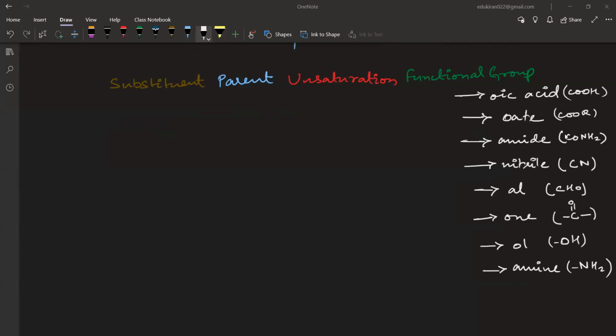And if you don't have any of this, okay? See, I am again saying this is not an exhaustive list. See what I have missed here. I have missed oyl halide, right? What else we have missed here? Did we miss anything else? Thiol we have missed, okay? Thiol is SH, we missed that. Sulfonic acid we have missed, that is after carboxylic acid, okay?